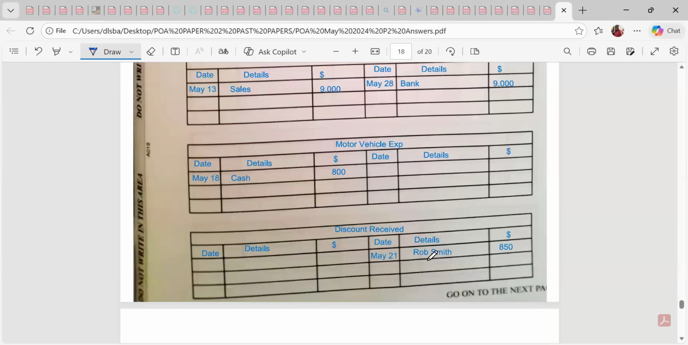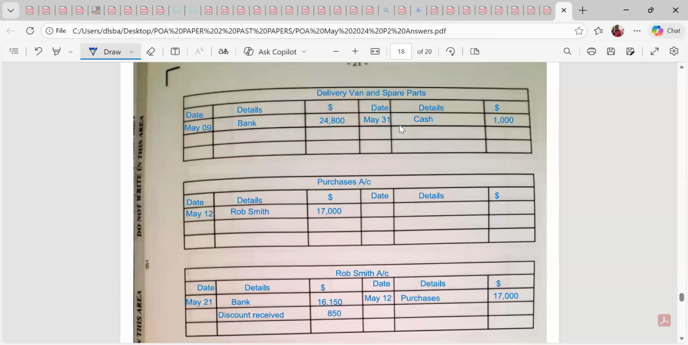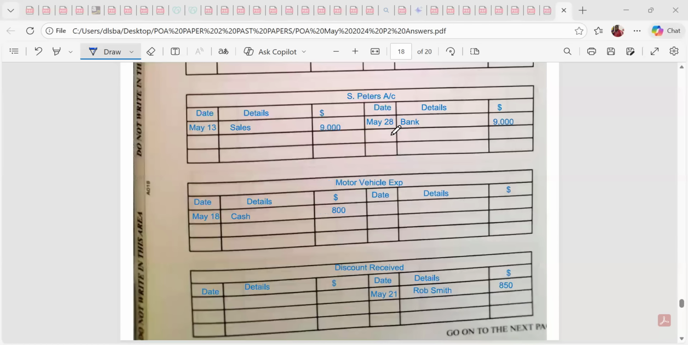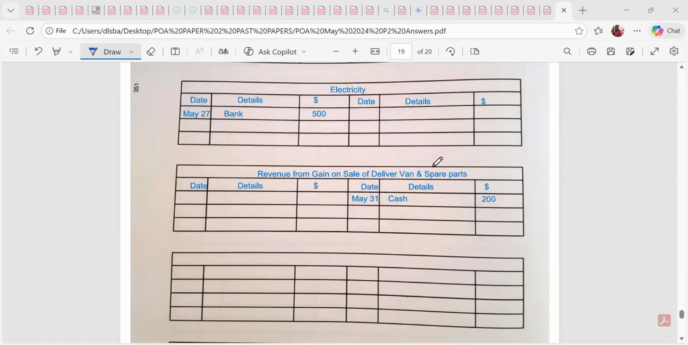The delivery van and spare parts. Letters were right. See? I put 1,000 because I know the 200 was extra. Now, that 200 I'm gonna put as revenue: gain on the sale of delivery van and spare parts. Recorded there, credit side.